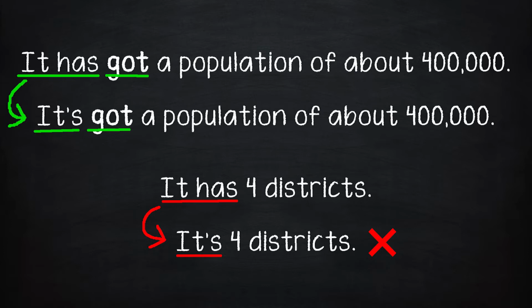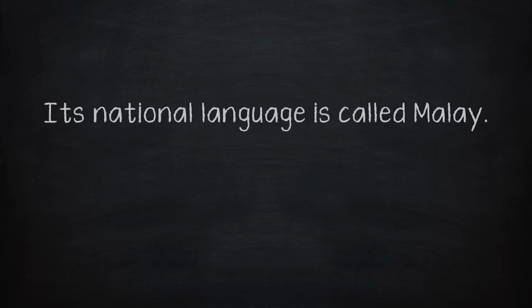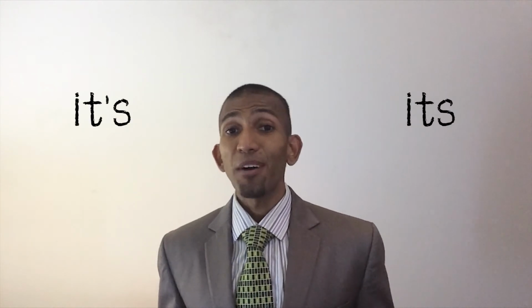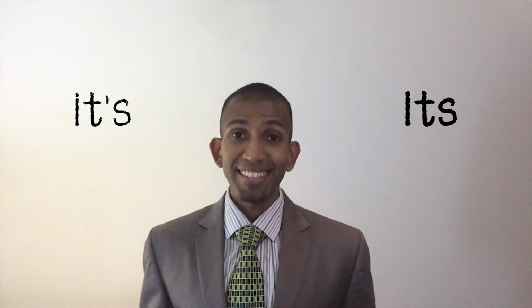The third time that I use the word its is written like this. Its national language is called Malay. In this sentence, I was talking about ownership, the national language of Brunei. And so when you're talking about ownership, you write it with no apostrophe. So that's 1 minute English, and now you know how to use it's and its.